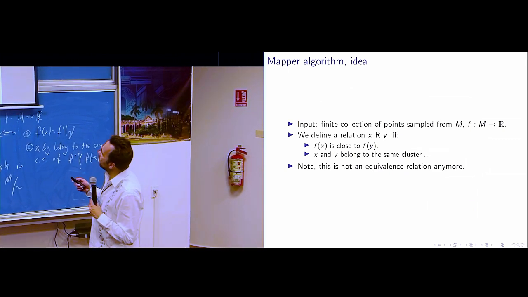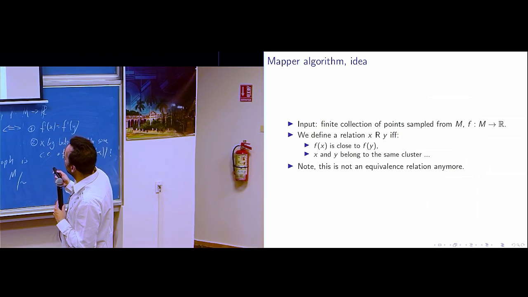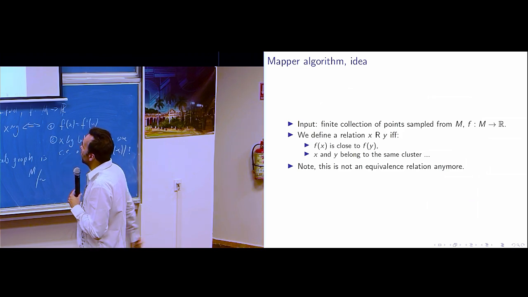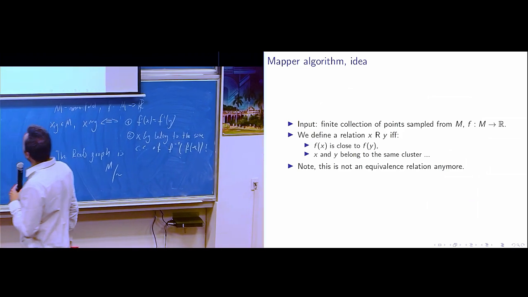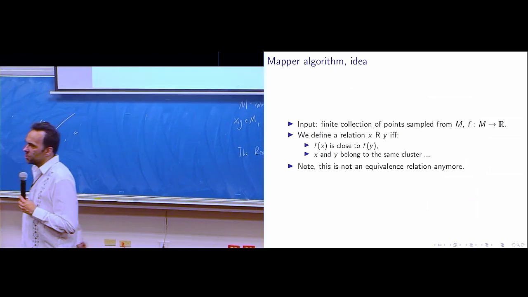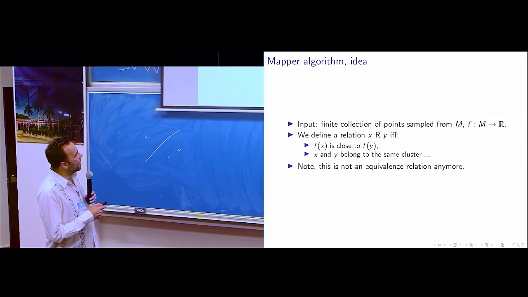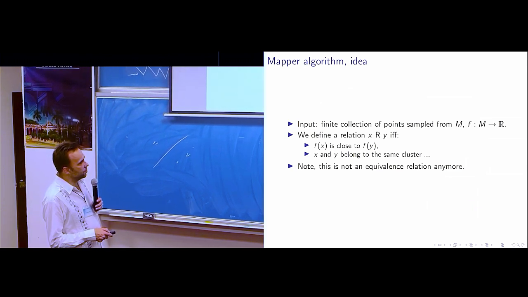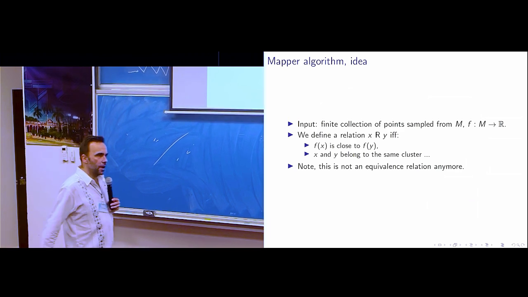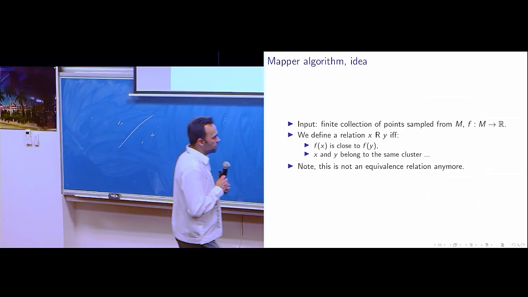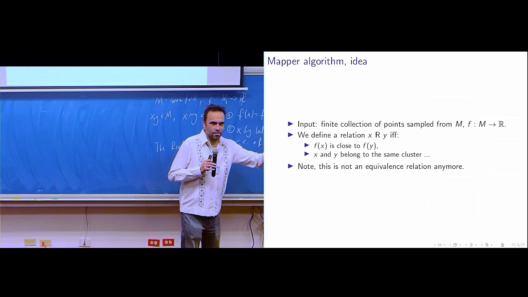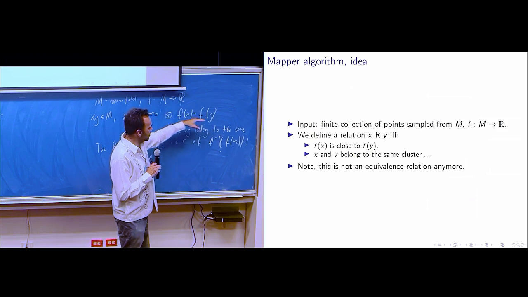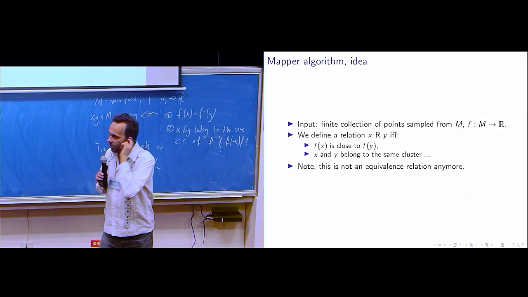This time we have a finite collection of points sampled from our manifold, and the function again, which we evaluate on this collection of points. And we define a relation between points. It's not an equivalence relation anymore, but two points are in relation if their values are, first of all, equal. In a practical case, if you have a finite collection of points, this will never happen. If it happens, be careful about your data. That smells bad. So we need to relax it a little bit. It cannot be equal, but it should be close, whatever that means.